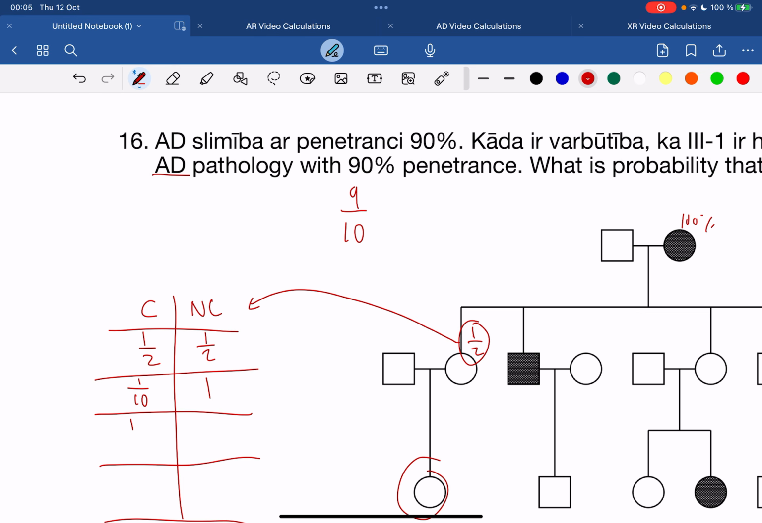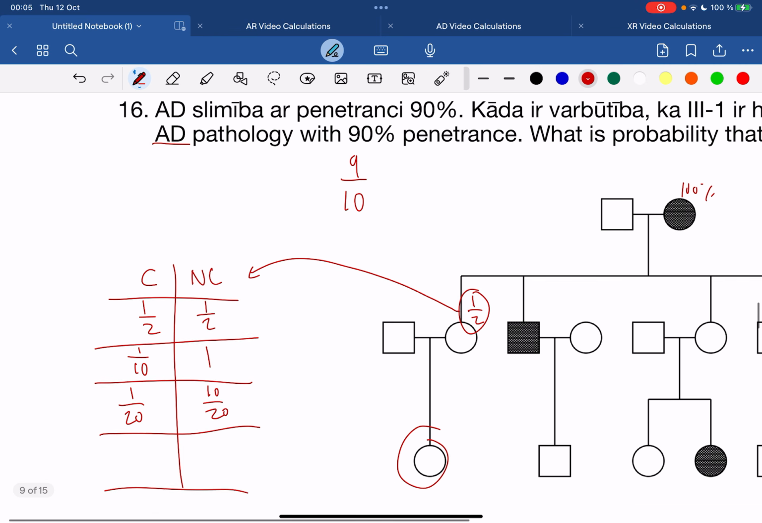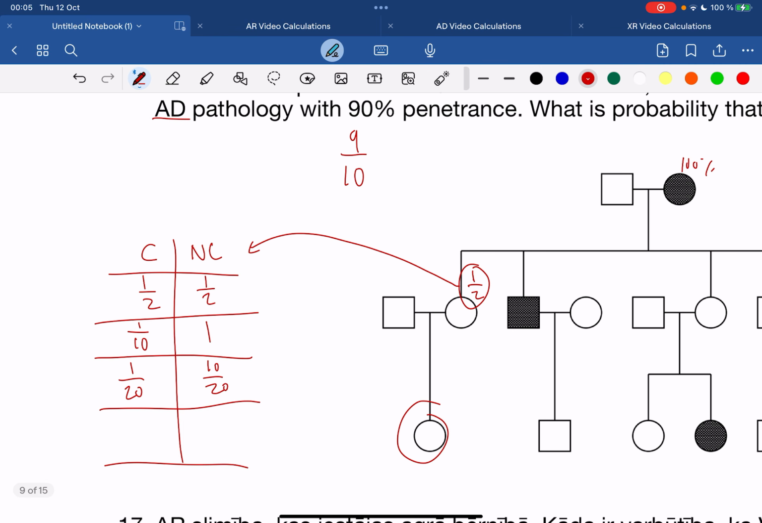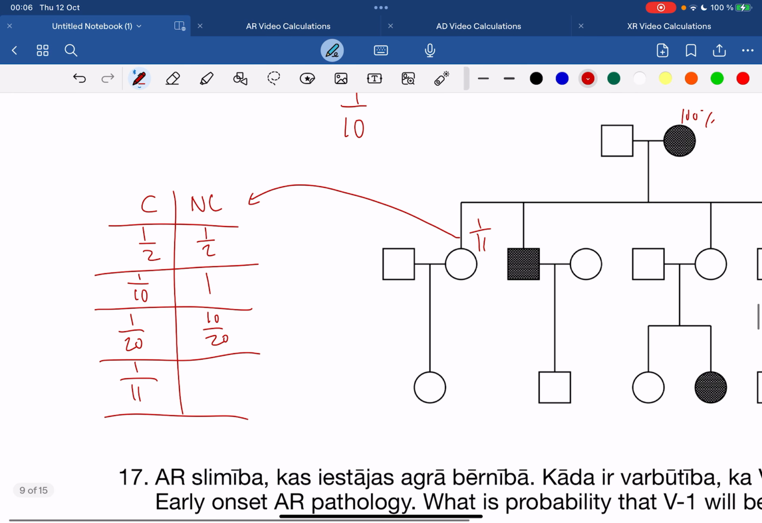And 1 there, 1 out of 20, and then 10 out of 20 here. And then we just take the numerator, so 1 divided by 1 plus 10, which is 11. So this person has 1 out of 11 chance. Oh, sorry, not that person. This person has 1 out of 11 chance of being a carrier. Then we take half of this person to apply to that person, which is 1 out of 22.